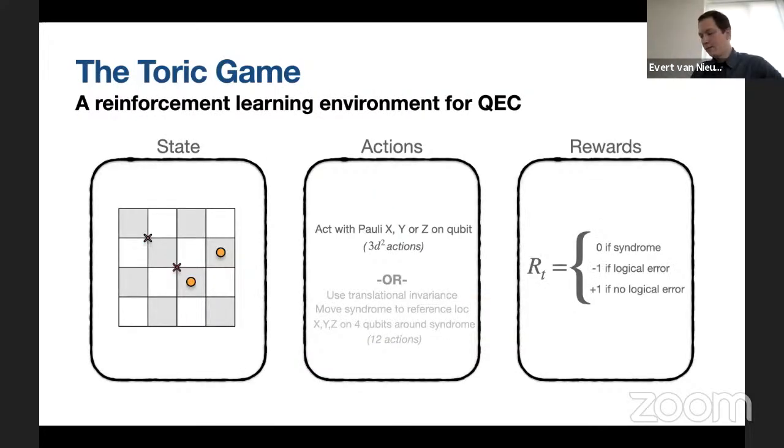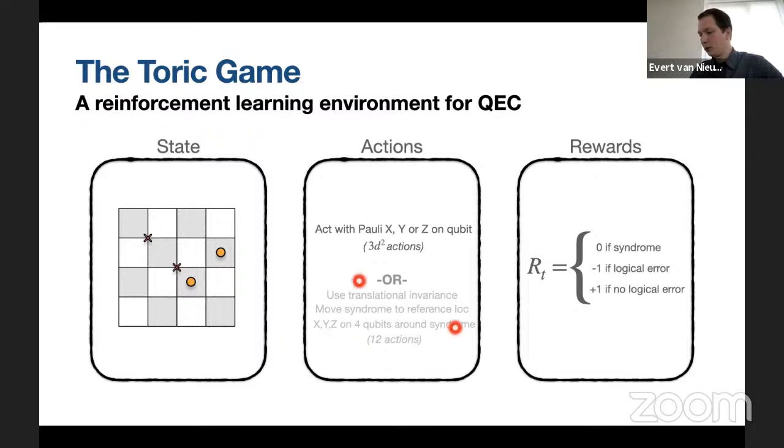Here's the Torah game as an environment. This is the state, just looking at where the orange points are and which of the bits you have already flipped. So these are the ones that you flipped, not the ones that I flipped. And the actions can just be performed on each qubit, where you can choose if you want to perform an X, Y, or Z operation on them.